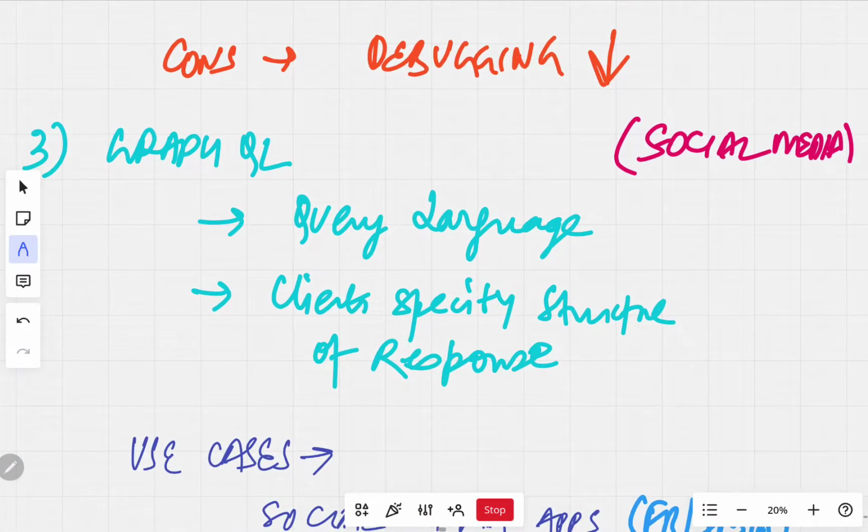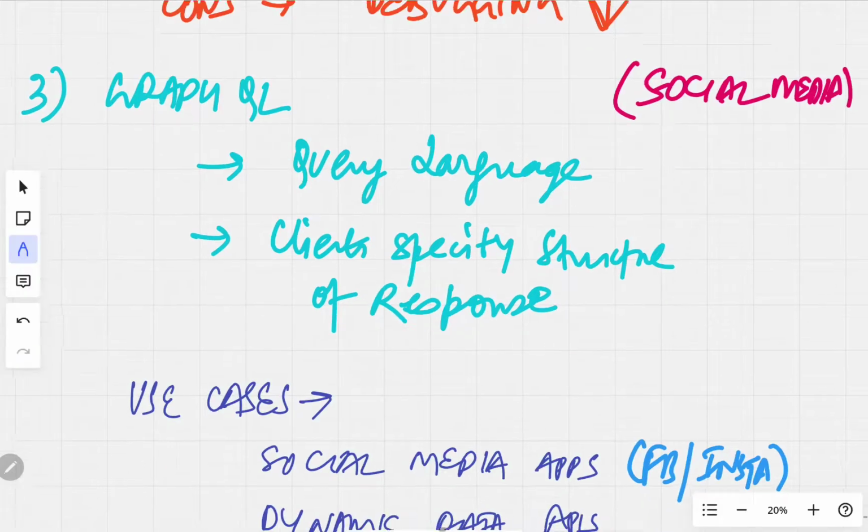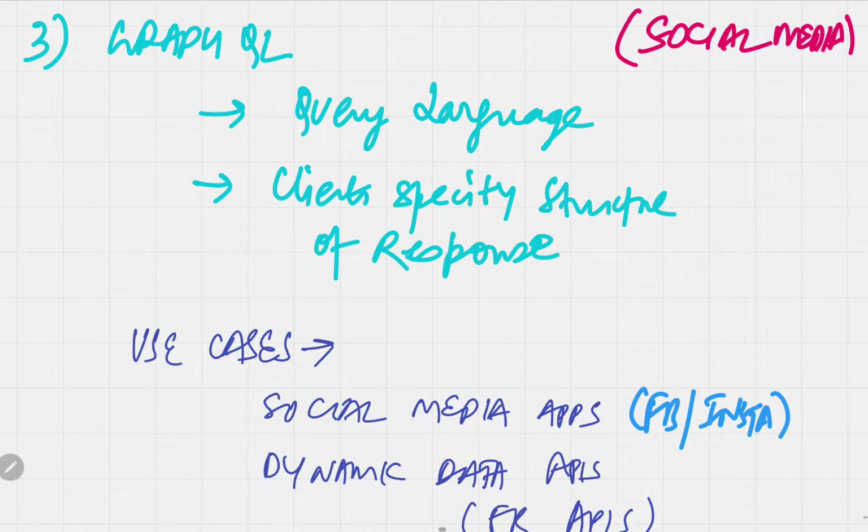Third, GraphQL. Whenever you get it, think in terms of social media, Facebook, Instagram. Why? Because it gives you a response that is based on what the client specifies. So it can vary. Whenever you have a large amount of content, you can have a query language to get data as per your requests. GraphQL, just keep in your mind social media apps. In an interview, when you are asked, we are designing a social media app, design the next Instagram, always mention GraphQL.